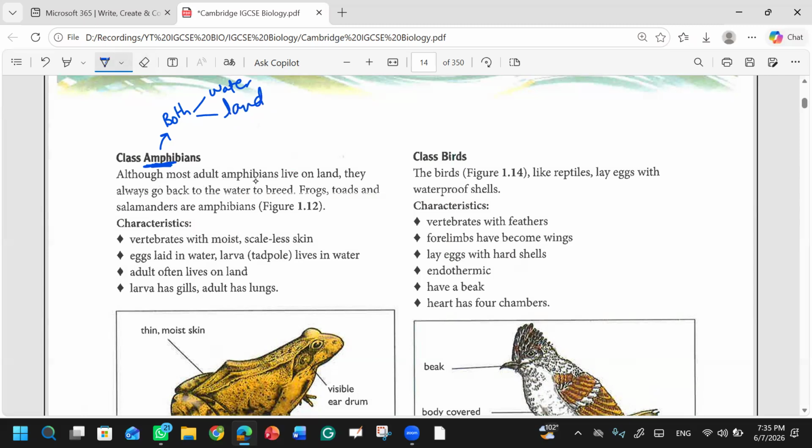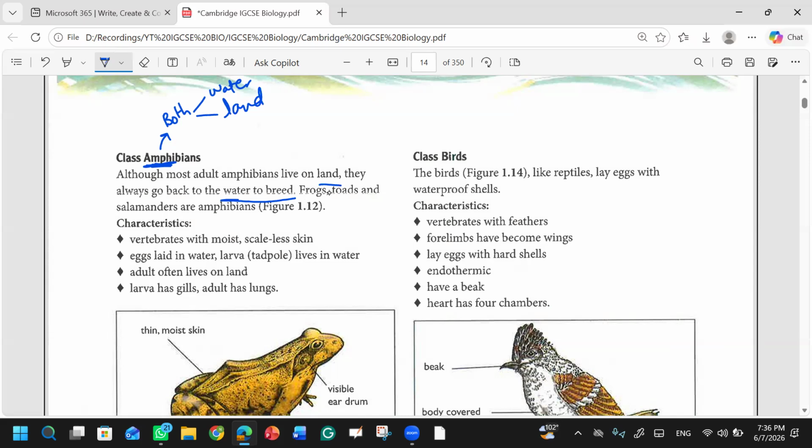Although most adult amphibians live on land, they always go back to water to breed. You know what is breeding? Breeding specifically means to produce their offspring. They produce their offspring in the water. Clear?